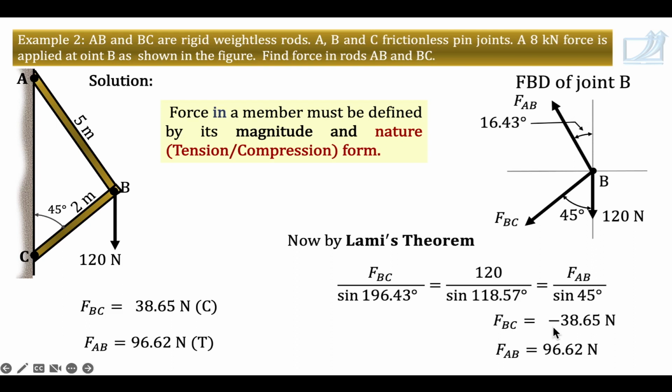FBC is negative. What does that mean? The direction in the diagram is wrong. That means this direction is exactly opposite to what we have shown in the diagram. That means rod BC is pushing joint B, and if rod BC is pushing point B, it must be in compression. A rod in compression pushes, a rod in tension pulls. So this is how we have mentioned the answer.